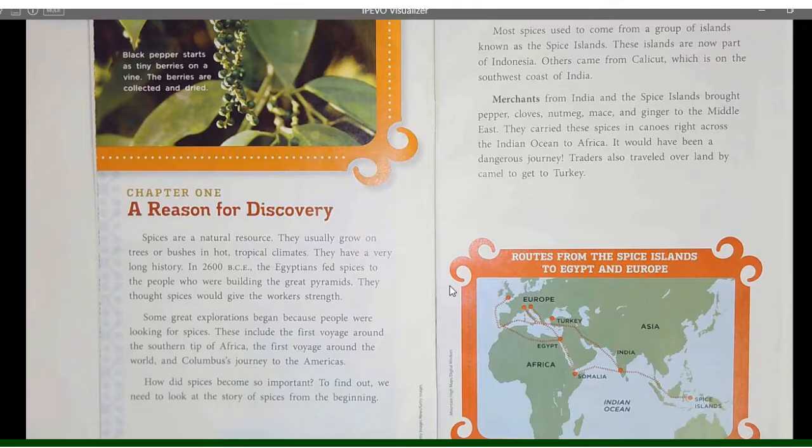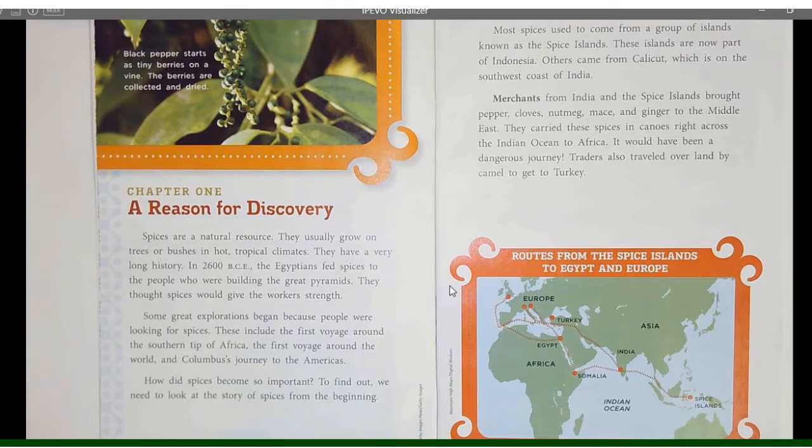Most spices used to come from a group of islands known as the Spice Islands. These islands are now part of Indonesia. Others came from Calicut, which is on the southwest coast of India. Merchants from India and the Spice Islands brought pepper, cloves, nutmeg, mace, and ginger to the Middle East. They carried these spices in canoes right across the Indian Ocean to Africa. It would have been a dangerous journey.